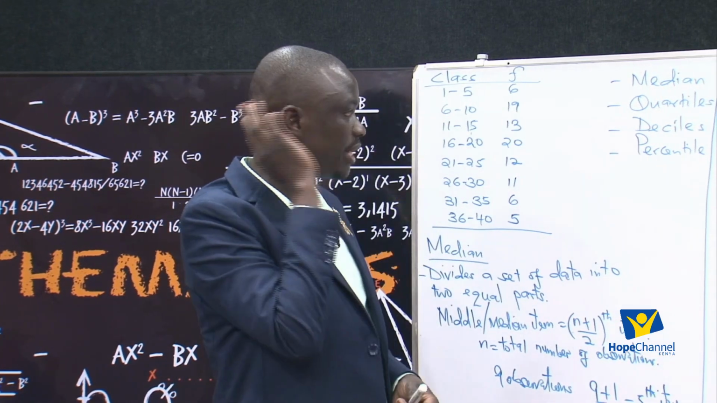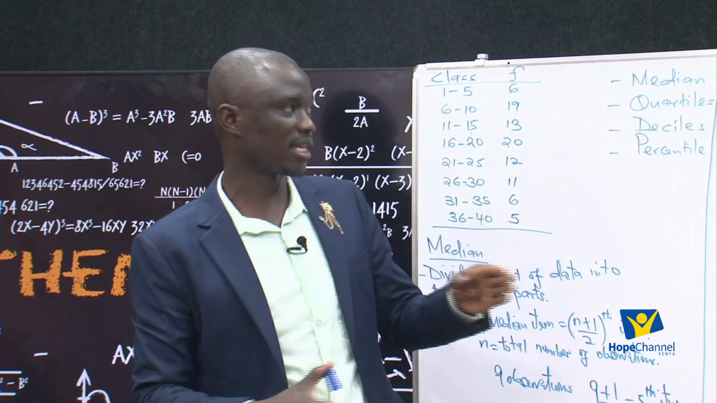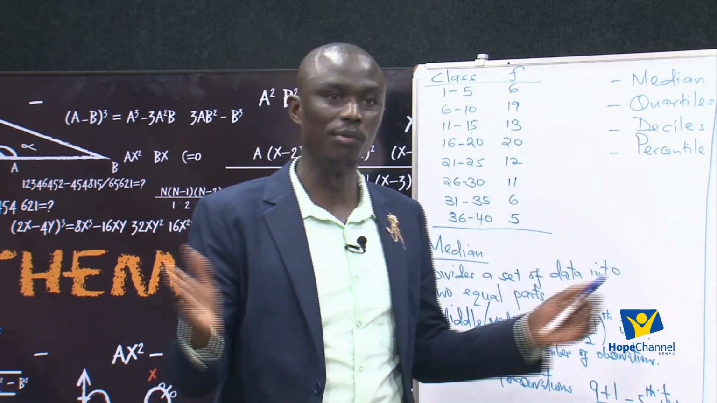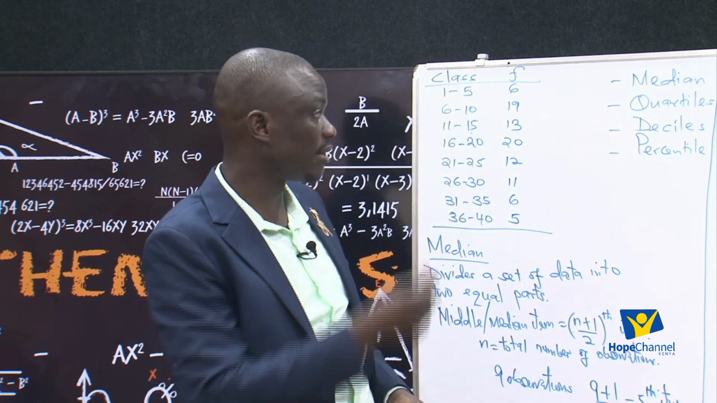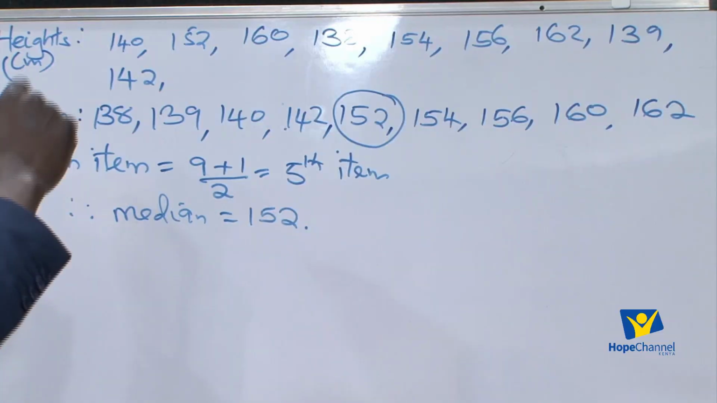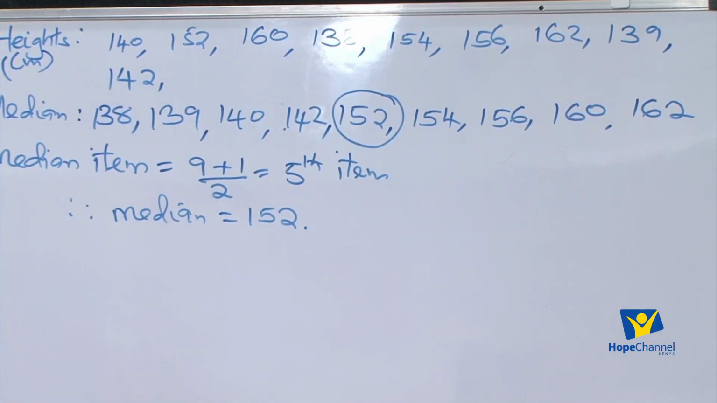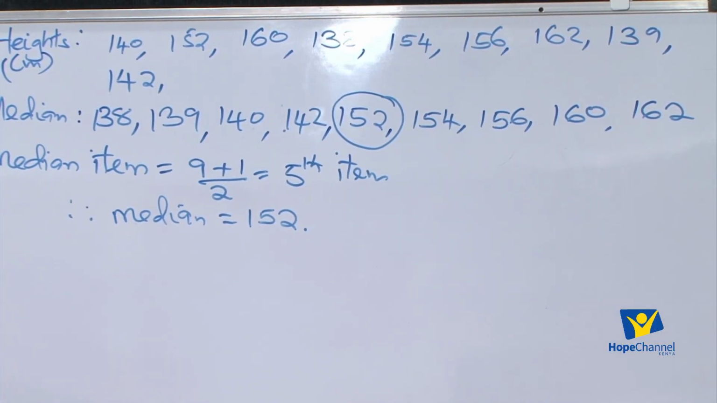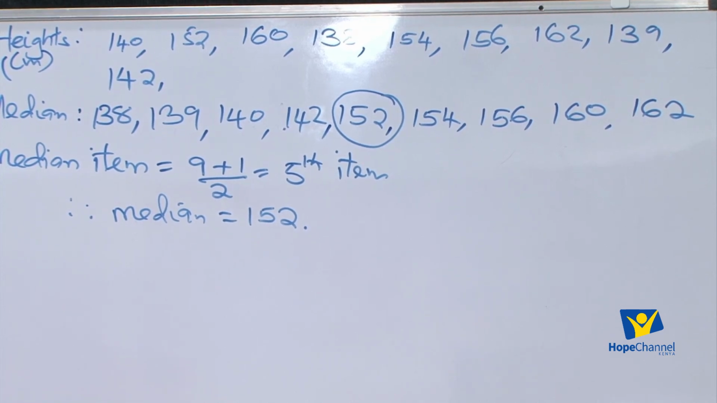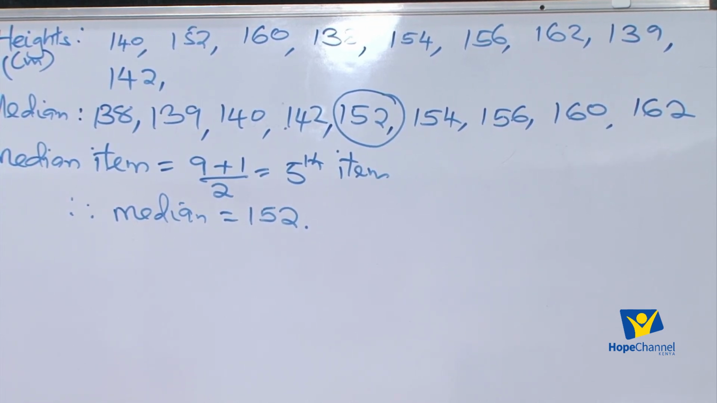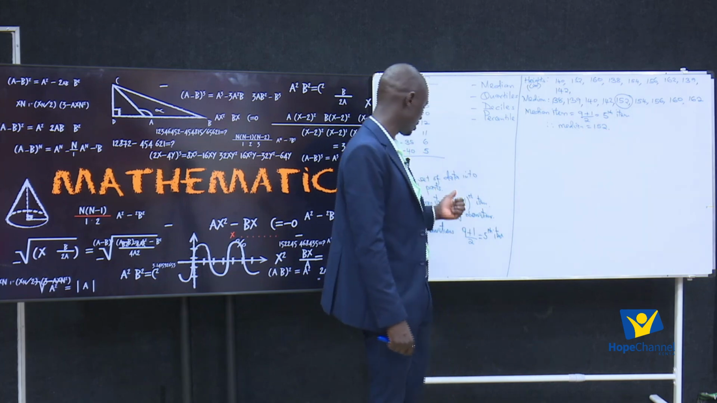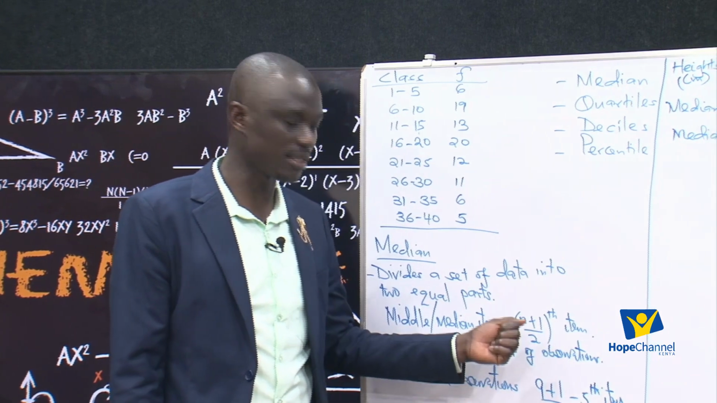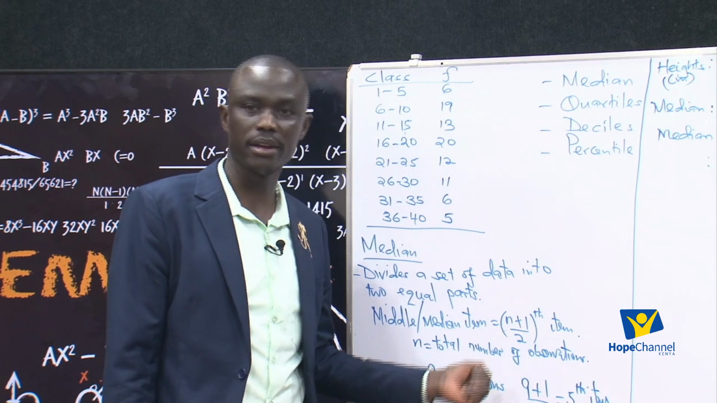I hope we have gotten it clear. Somebody will work with it manually, just count and use your eyes to know which one is in the middle. But the biggest question is, if you have hundreds of observations, or a total of 200, will you be able to see which one is in the middle? That is where this formula becomes very practical. So we'll know exactly which one is in the middle. As I said, the median item is n plus 1 divided by 2.